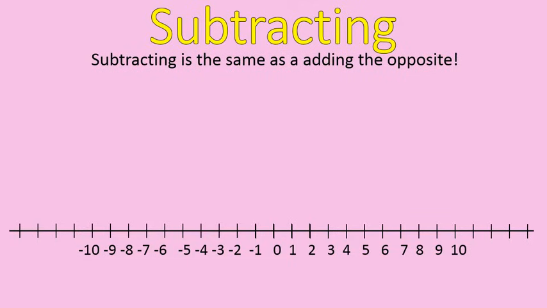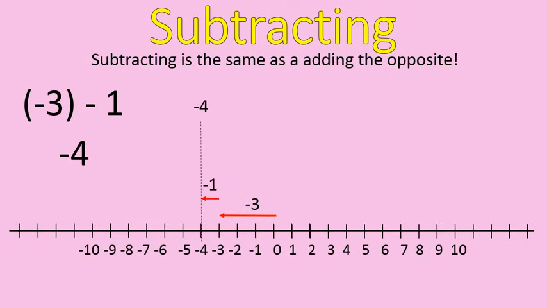All right, next one. Subtracting is the same as adding the opposite. What if I get -3 minus 1? What would that look like on my number line? I start at 0, I go -3, and then I go -1 more, and I get -4. Okay. That's the same as saying -3 plus -1. See, instead of subtracting 1, we are adding the opposite.